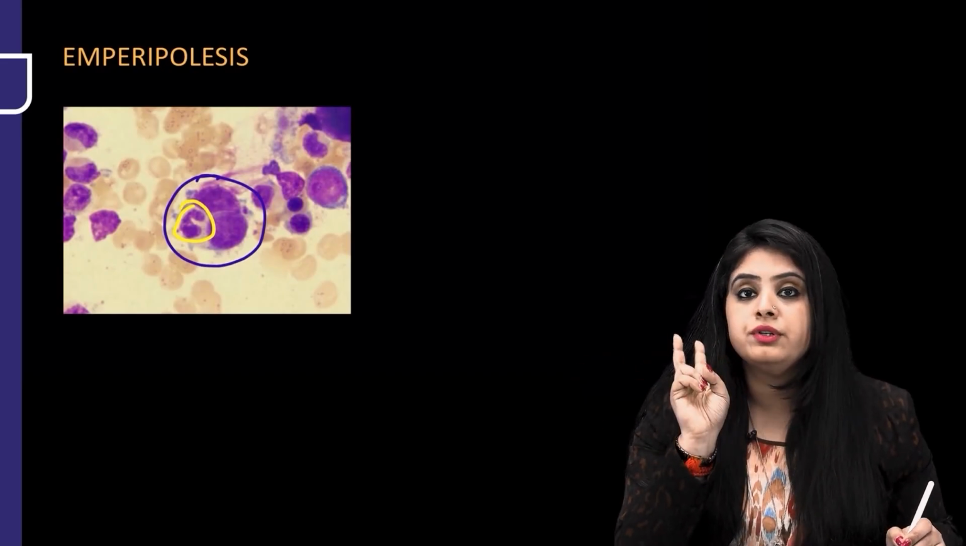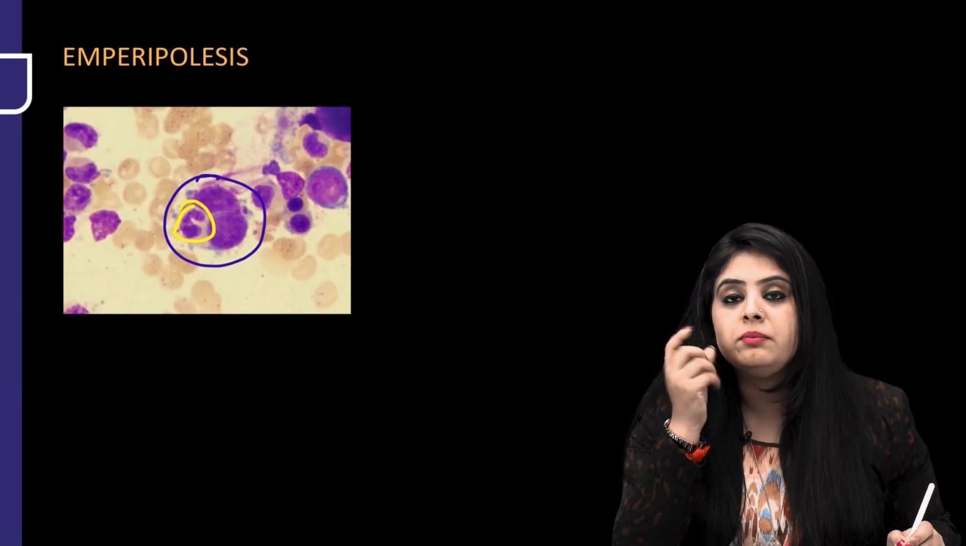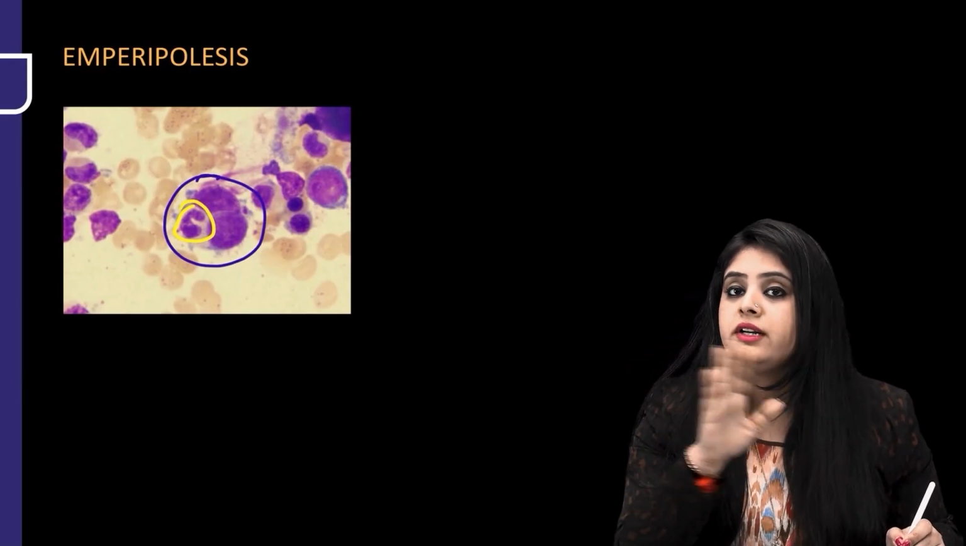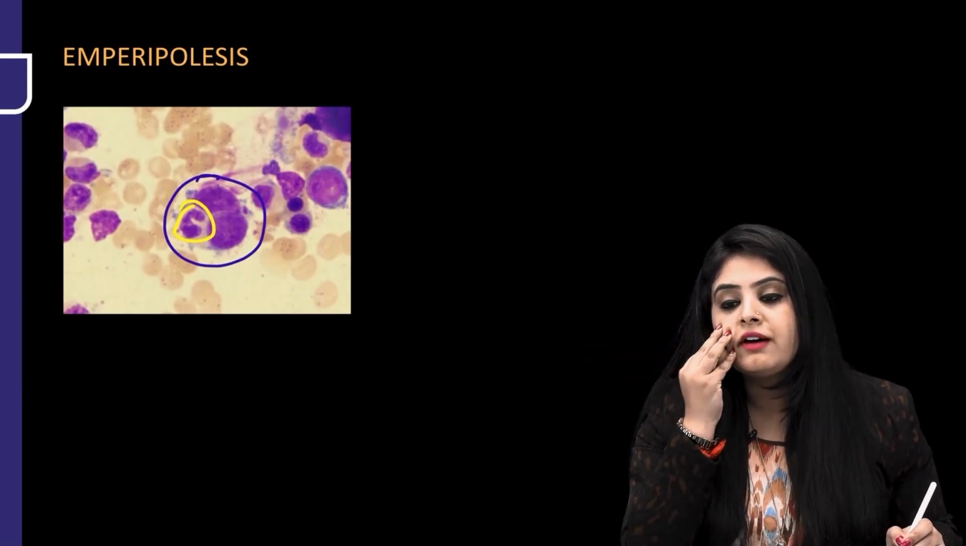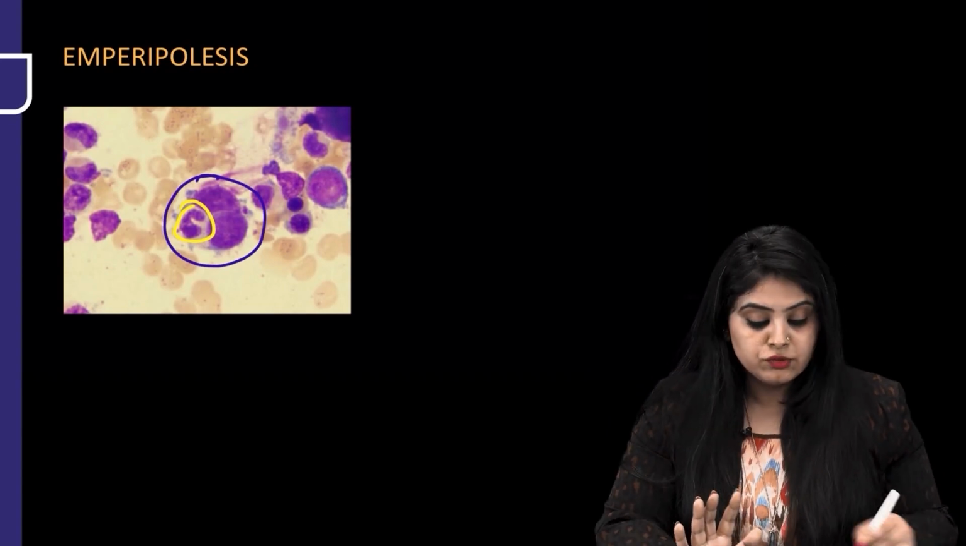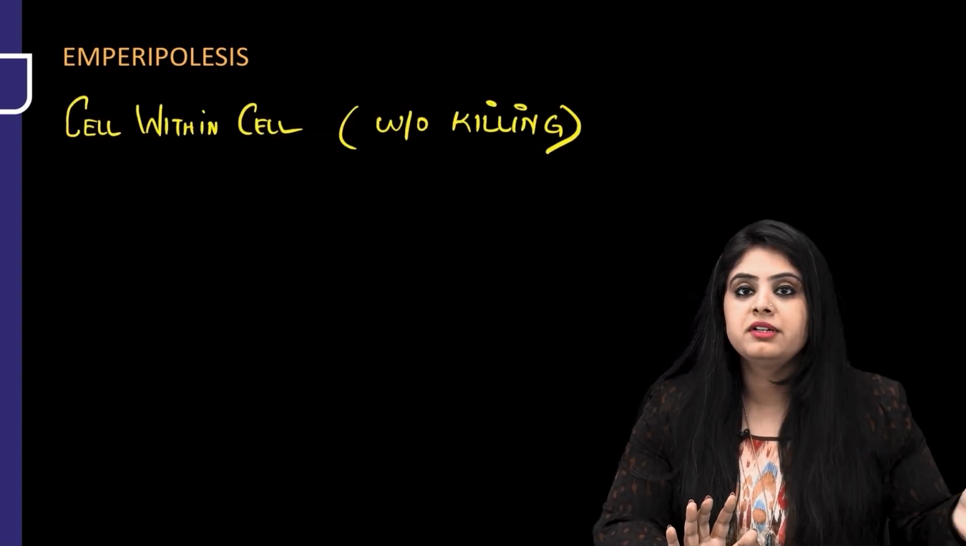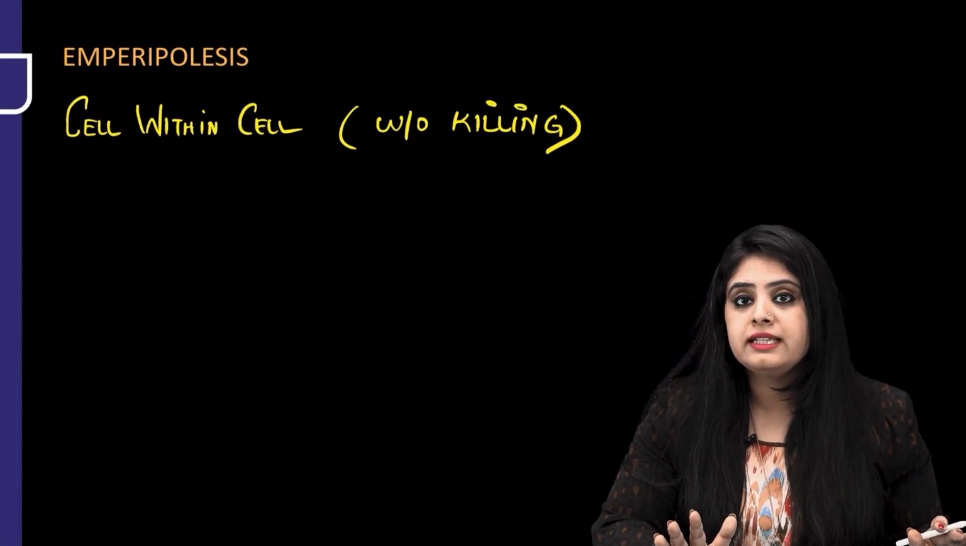Emperipolesis is like that 1 or 2 year old kid who puts food in his mouth. You keep telling him to chew and swallow it, but he will not. He will keep the food over here, and after some time, he will just spit that food out. So there is a cell within a cell, and after some time that cell will come out. There is no killing happening.